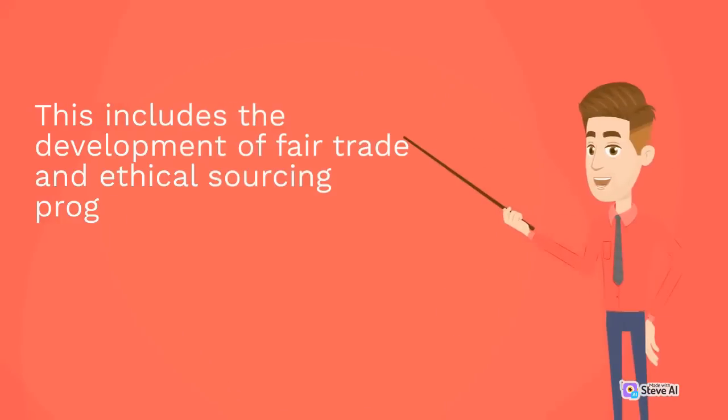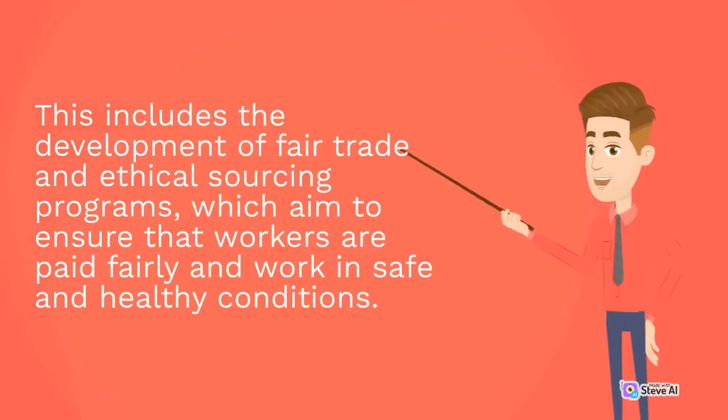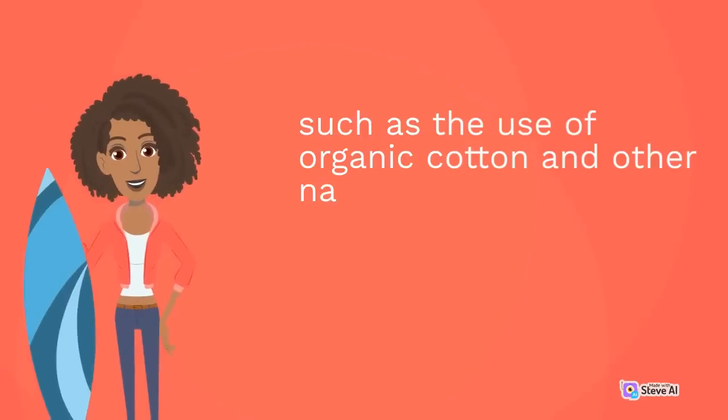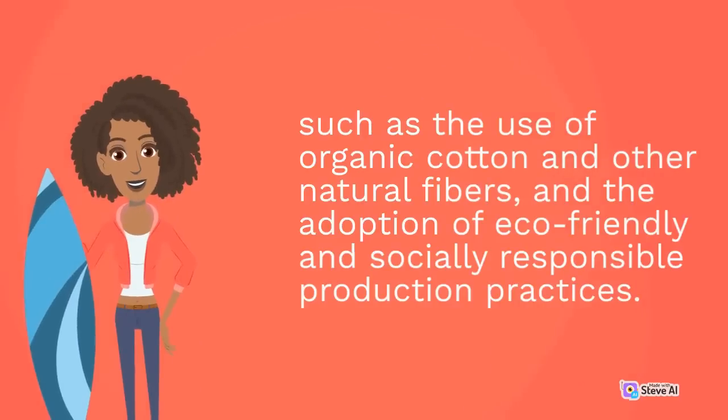This includes the development of fair trade and ethical sourcing programs, which aim to ensure that workers are paid fairly and work in safe and healthy conditions. In addition, there are initiatives to promote the use of sustainable and socially responsible materials and production methods, such as the use of organic cotton and other natural fibers, and the adoption of eco-friendly and socially responsible production practices.